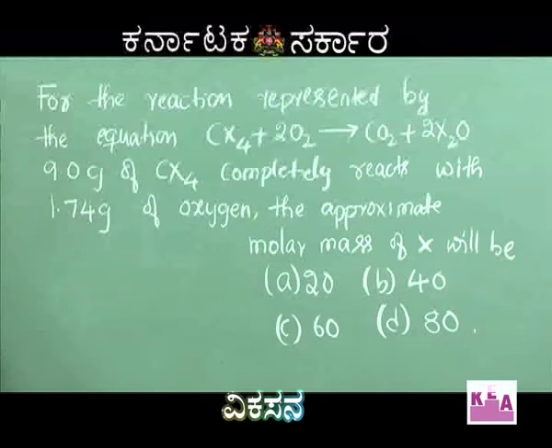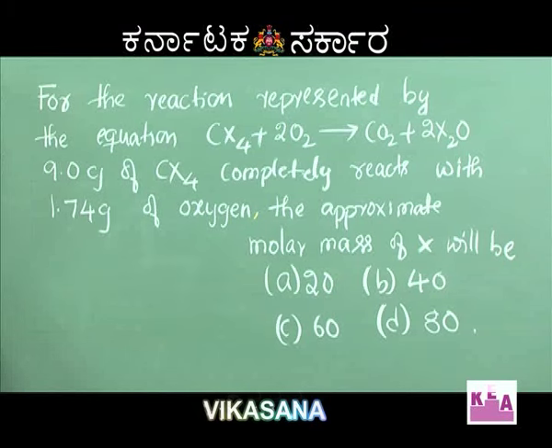Next question: for the reaction represented by the equation CX4 plus 2O2 giving CO2 plus 2X2O, 9 grams of CX4 completely reacts with 1.74 grams of oxygen. The approximate molar mass of X will be option A 20, option B 40, option C 60, option D 80.